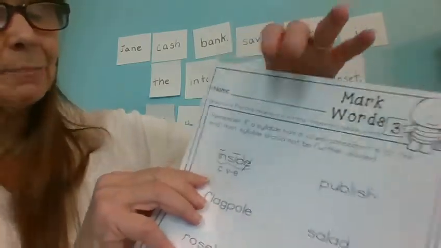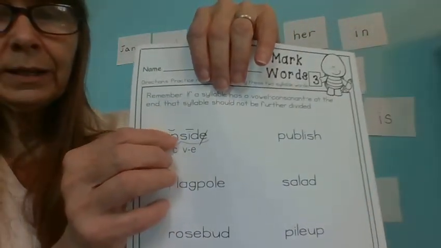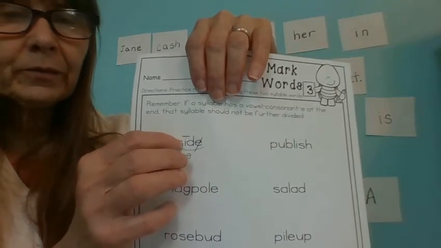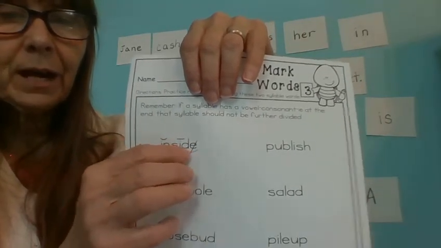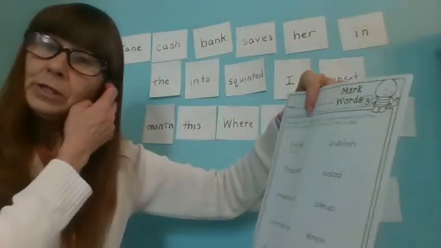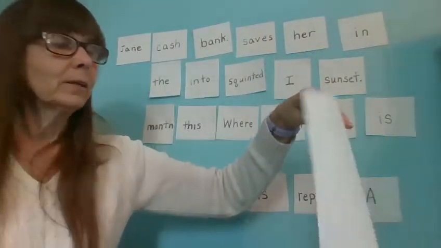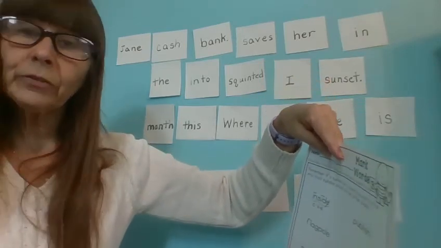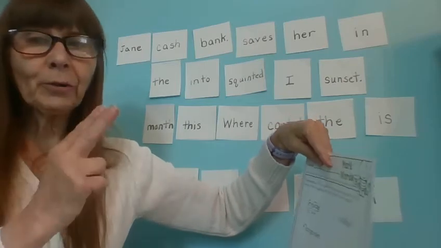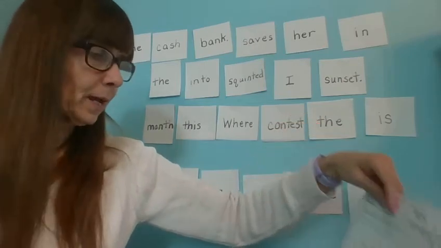So if we tap this out, we read in, and the I is going to say its name, side, side, inside. All right? And if we didn't have that E, it would say insid. So when you're spelling words, you've got to remember, if I have a long vowel sound, why is it long? It might be a vowel team, but it might also be an E at the end.